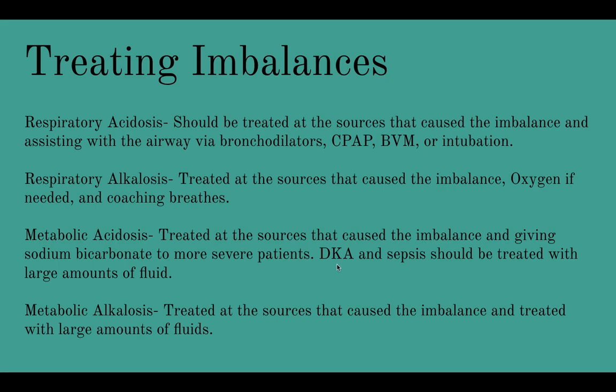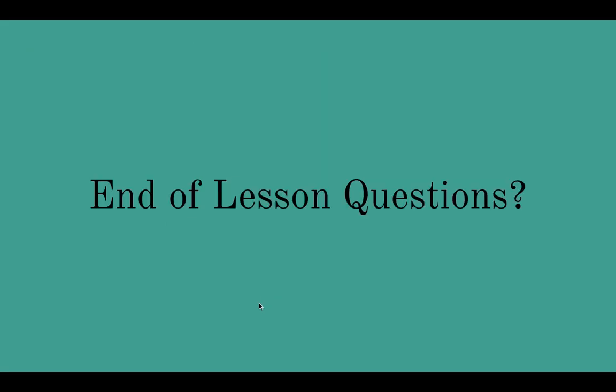And then for DKA and sepsis, treat with large amounts of fluid to help dilute all the hydrogen, dilute their blood, so it kind of neutralizes them out a little bit. And then metabolic alkalosis, the same thing: treat at the source, and it should also be treated with large amounts of fluid. So that is the end of my lesson.